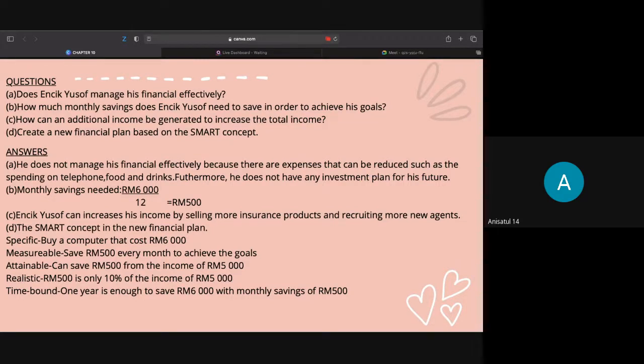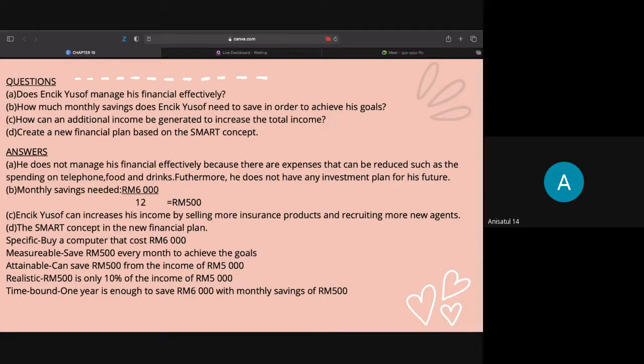Jadi, kalau kita tengok pula soalan yang kedua. How much monthly savings does Encik Yusof need to save in order to achieve his goals? Dia punya matlamat dia apa tadi? Matlamat dia untuk beli komputer untuk bantu dia improvekan lagi dia punya insurance sales. Macam mana kita nak kira? Kita boleh ambil monthly savings needed, maksud dia simpanan bulanan yang diperlukan sama dengan RM6,000 ni harga untuk komputer yang awal-awal tadi tu. RM6,000 bahagi dengan 12 bulan. Jadi kita akan dapat RM500.